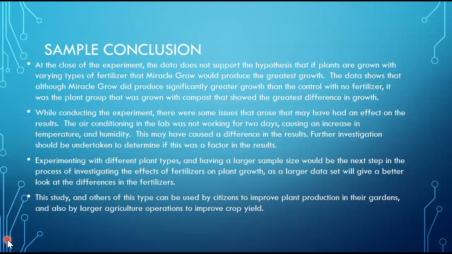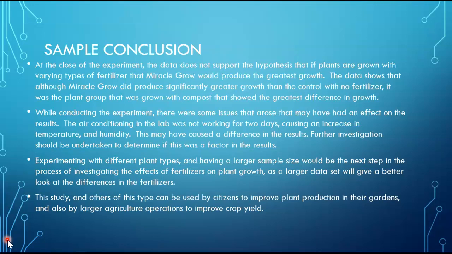The next thing is that you have to talk about how you can corroborate the evidence, or what you can do to further the evidence, and in this case I said experimenting with different plant types and having a larger sample size would be the next step in the process of investigating the effects of fertilizers on plant growth, as a larger data set will give a better look at the differences in the fertilizers.